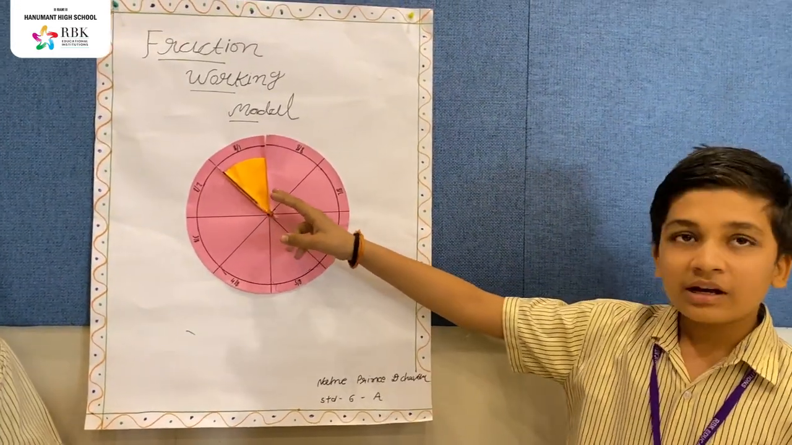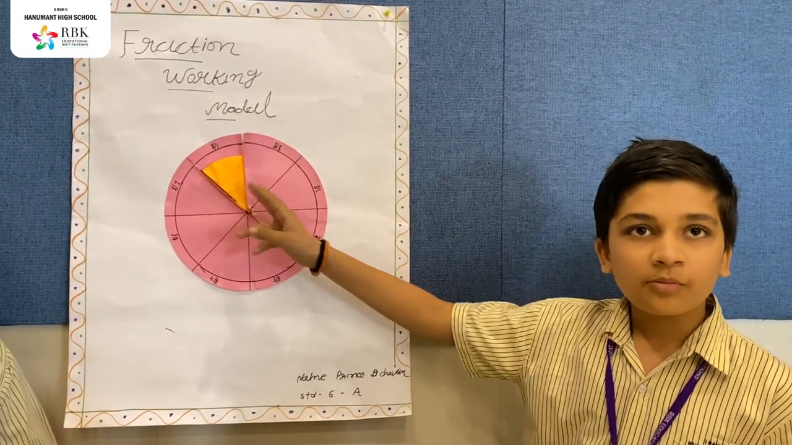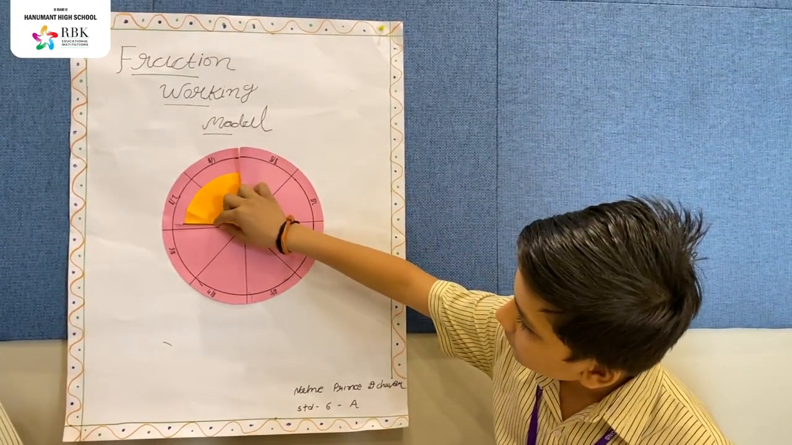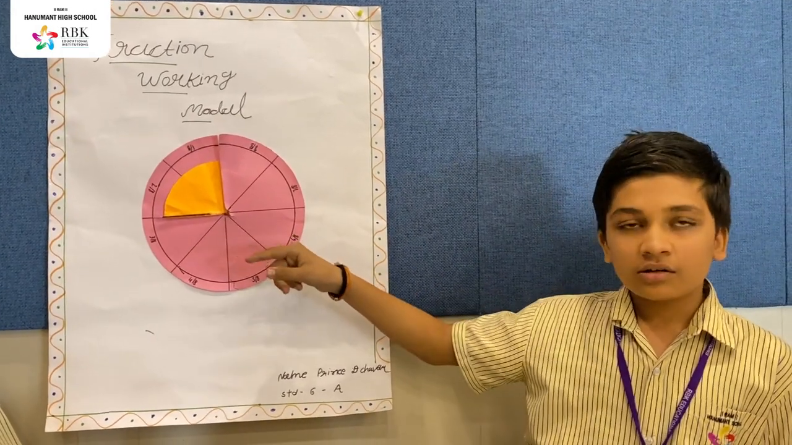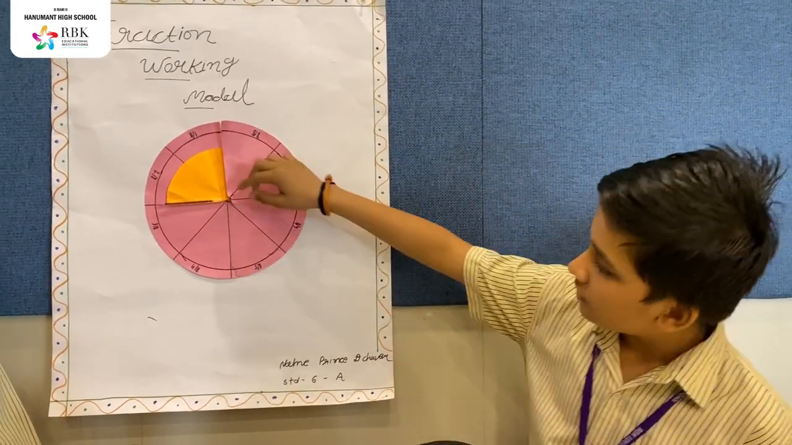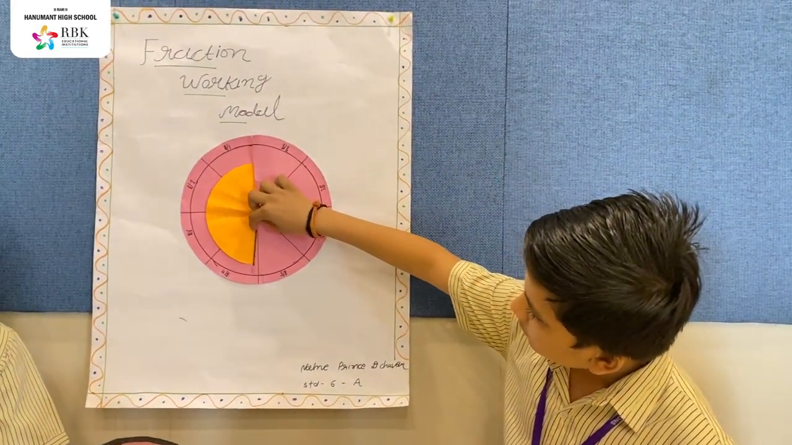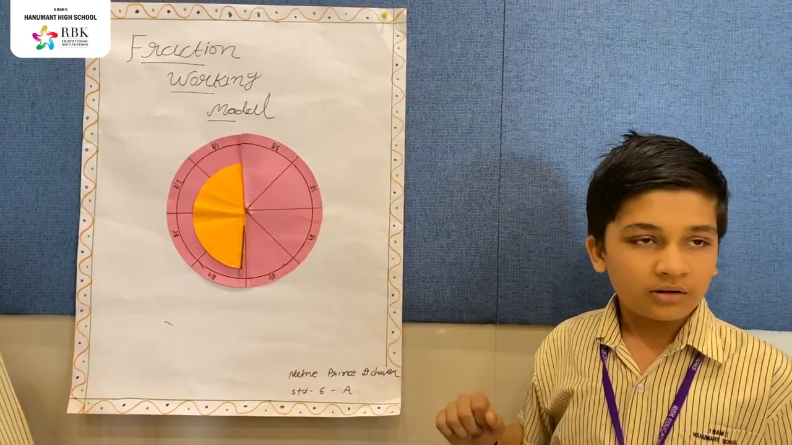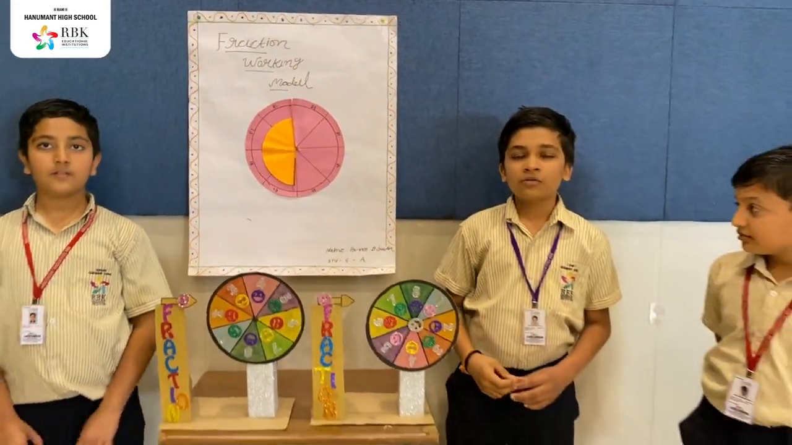In fraction we have to consider it is 1 upon 8. This is second part of pizza, which is considered as 2 upon 8, and this is half part of pizza, which is considered as 4 upon 8. Now my friend will explain you about types of fraction.